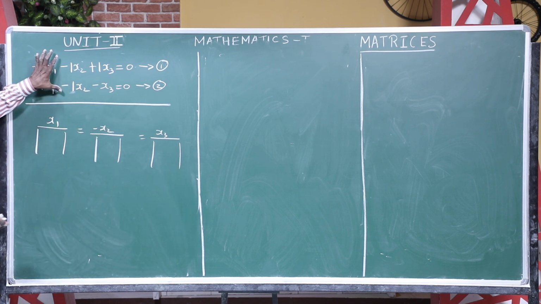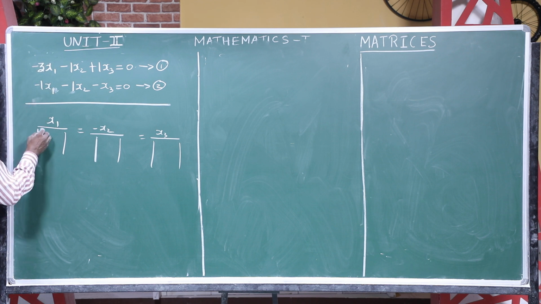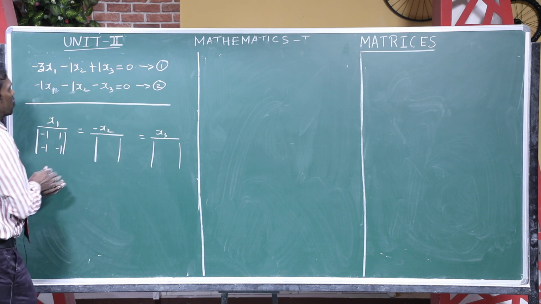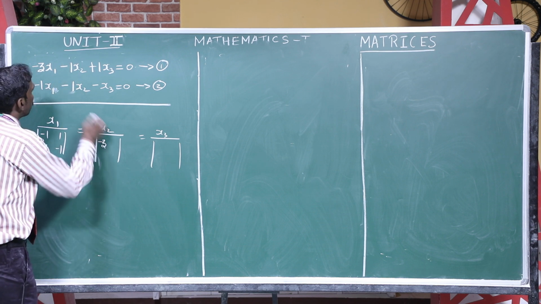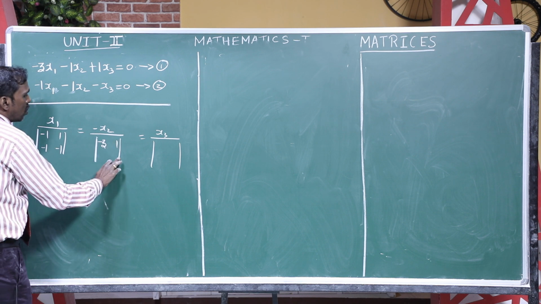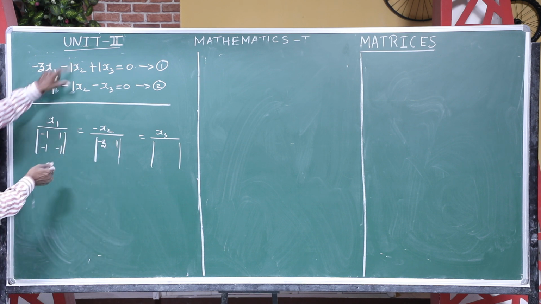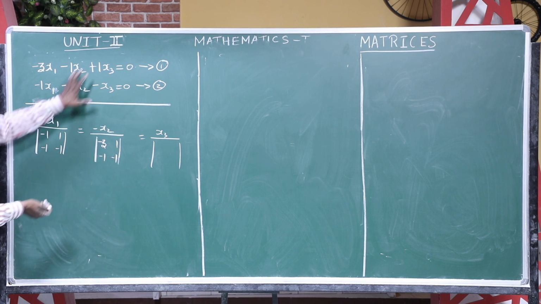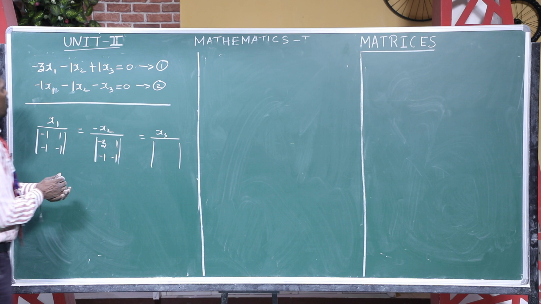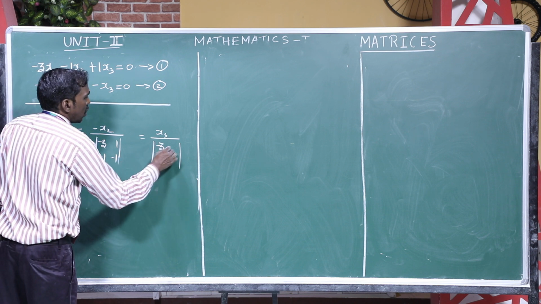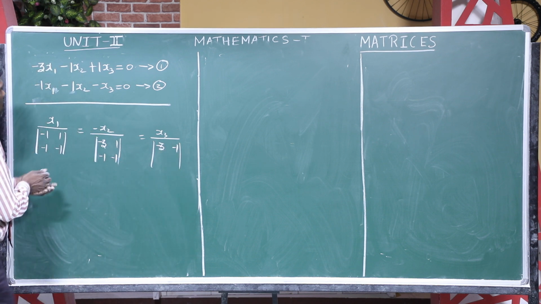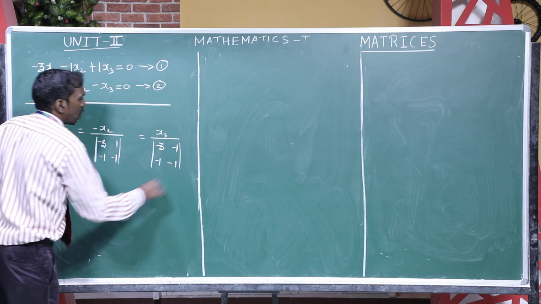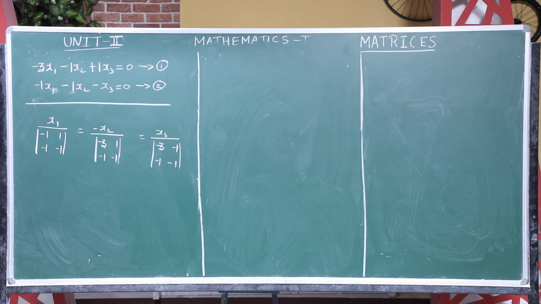So I can hide the x1 column. What are the elements here now? Minus 1, 1, minus 1, minus 1. Then hide the x2 column. So here minus 3, 1, then next minus 1, minus 1. Then hide the x3 column. So here minus 3, minus 1, minus 1, minus 1. You have to solve, you get the values.